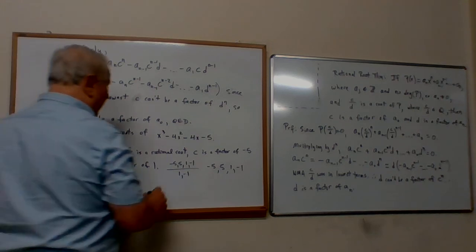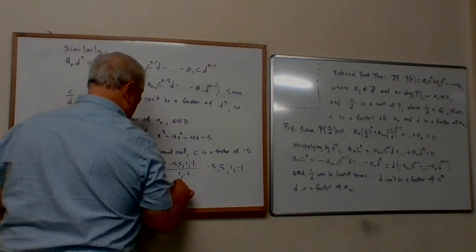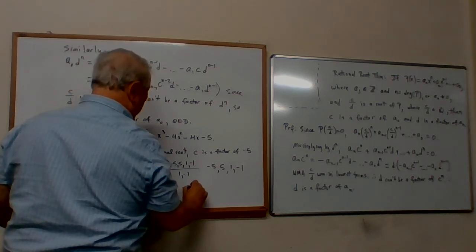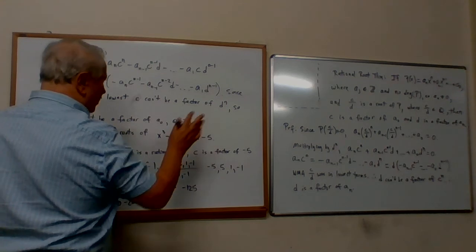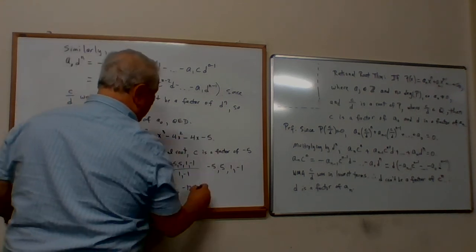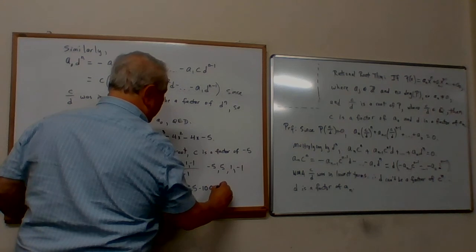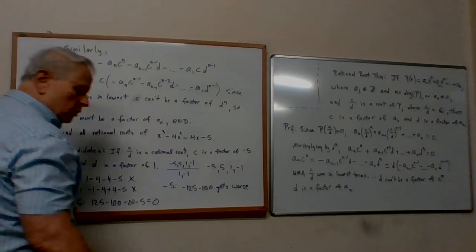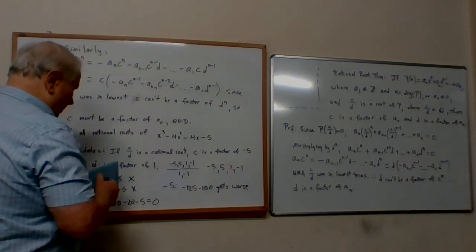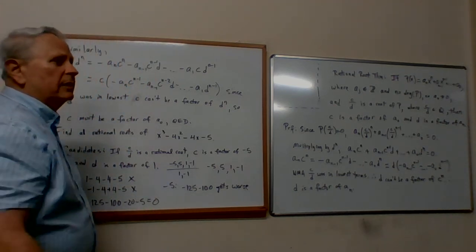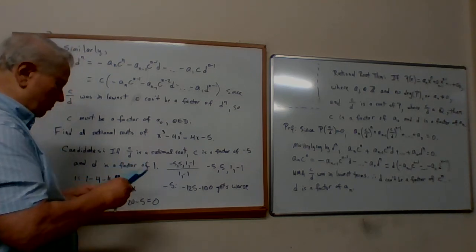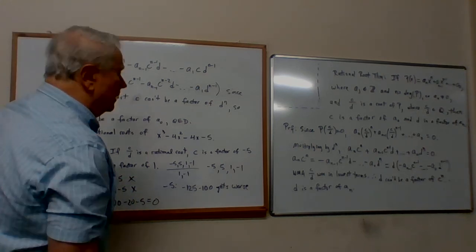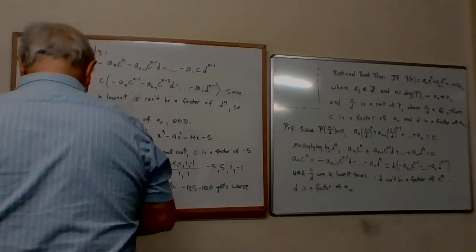And if I try -5, then I get -125. This doesn't look very promising already, because I'm not going to be able to cancel it with the rest of this stuff. Minus 100, it gets worse. Okay, so the only rational root is 5. Does that make sense to everybody? I wish I could hear your answers. All right. Let's try a little tougher problem.